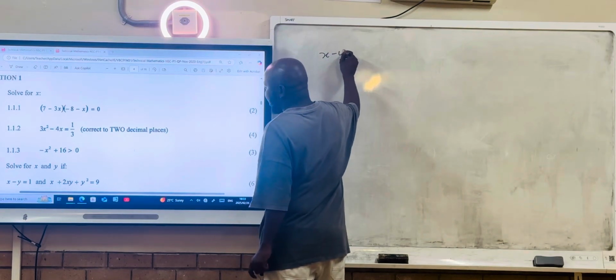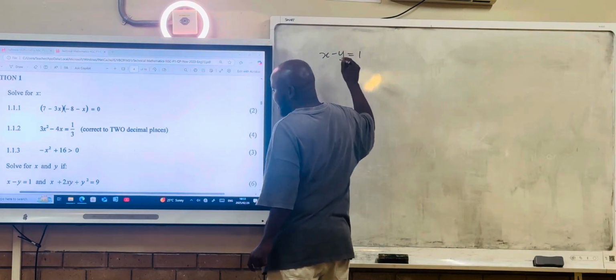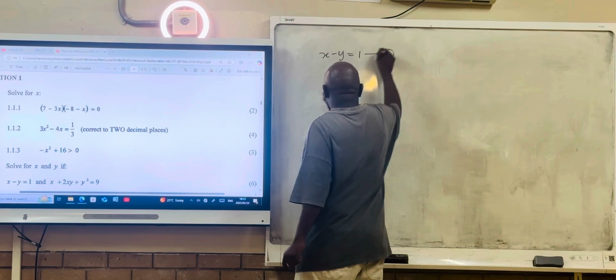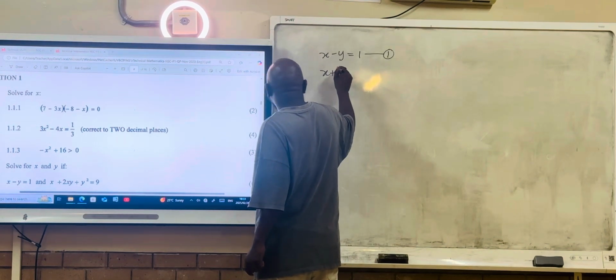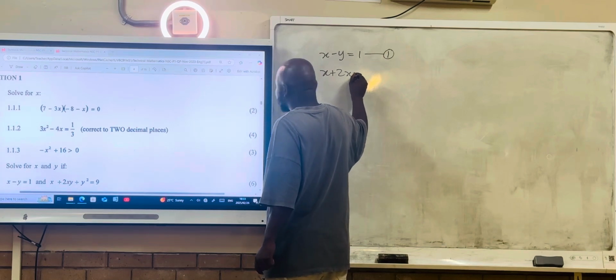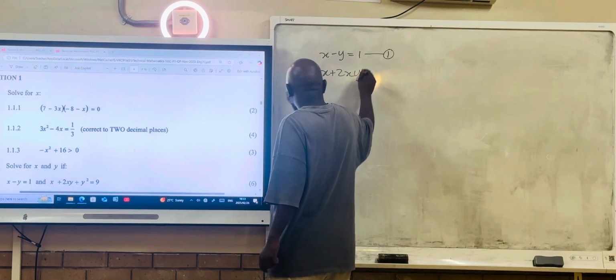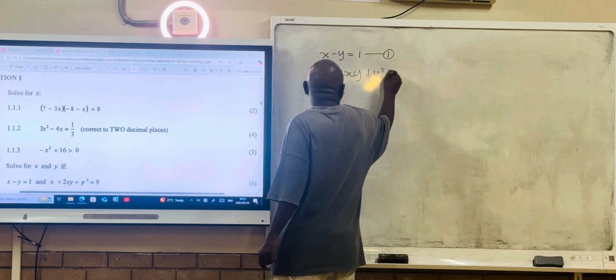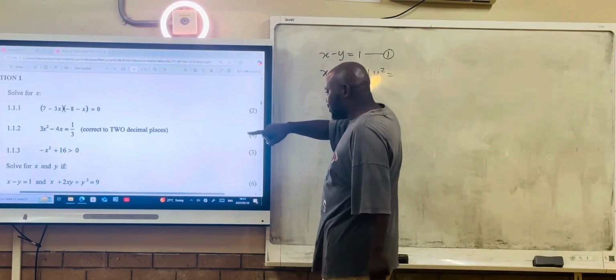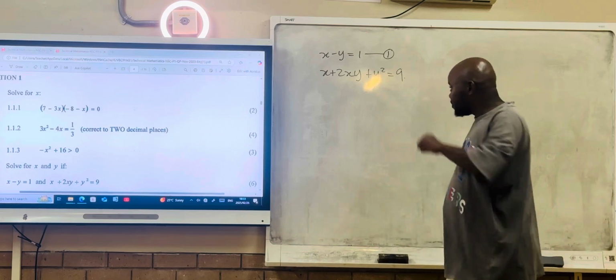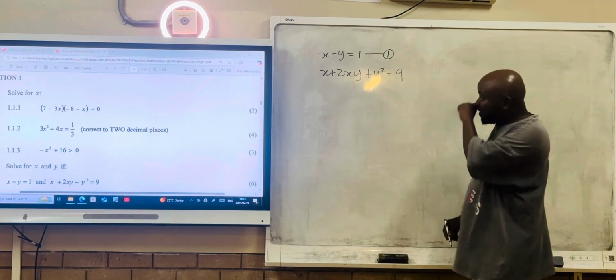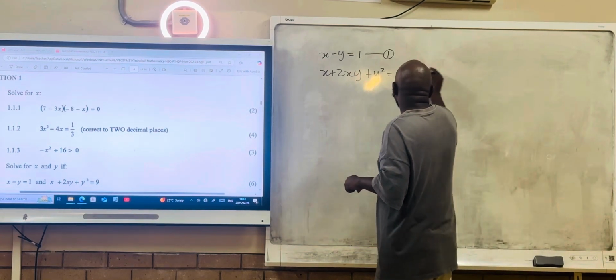x minus y is equal to 1, which is equation number 1. And we are given x squared plus 2xy plus y squared is equal to 9. This is our equation number 2.